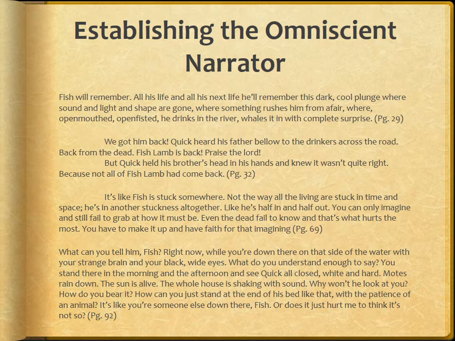So that second person style of speaking to us as the reader is very interesting in itself, in the fact that compared to the very fluid and rhythmic writing style that Tim Winton conveys throughout this whole novel, it's almost like the omniscient narrator is taking us out, detracting us from these passages and saying, this is some vital piece of information that you need to know. And this passage here is very important. Not the way all the living are stuck in time and space, he's in another stuckness altogether.